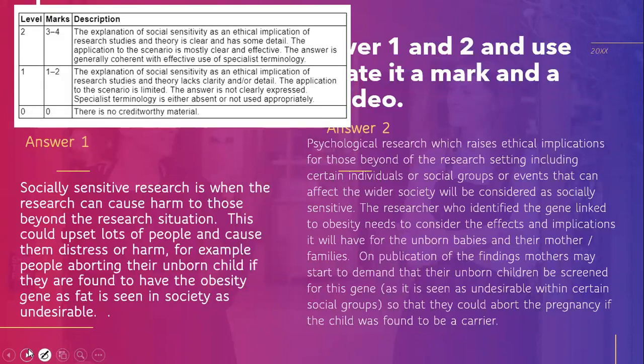There's our grade boundaries. I'd like you to pause the video now and mark both of them. Remember, which is the best fit? Is it a level 1 or a level 2? State what level you think it is, give it a mark, and tell me why you gave it that mark. Pause the video.